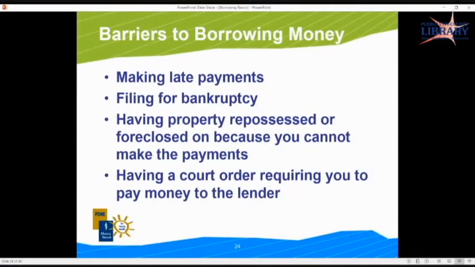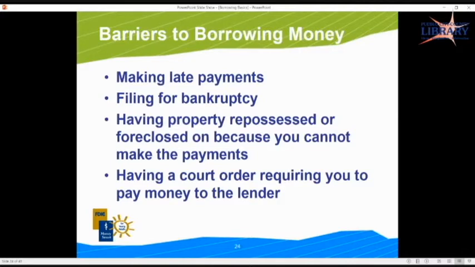Let's take a look at workbook page number 19. We're going to talk about some of the barriers to borrowing money. If you've made late payments, that's going to affect your credit. If you filed for bankruptcy, it's going to be a hard knock on your credit. Having property repossessed or foreclosed on because you couldn't make the payments. And sometimes things happen in life where maybe you do lose your job and your property is repossessed and foreclosed on. Those are items that you can probably explain to a lender, but it still is a hard hit on your credit for sure.